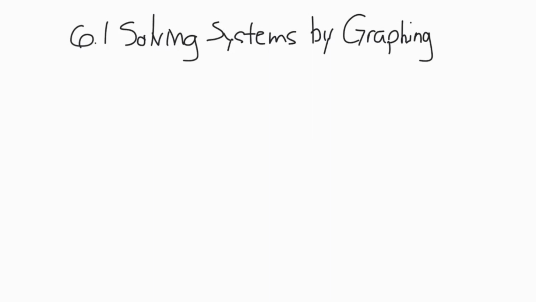Alright, this lesson is 6-1 and is on solving systems by graphing. So when we have a system, it's going to look like this: y is equal to mx plus b, so they're going to give you two equations.